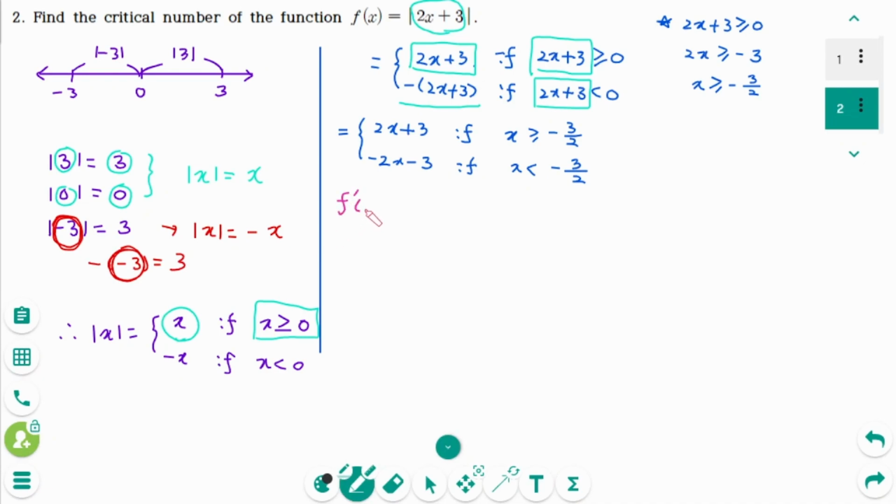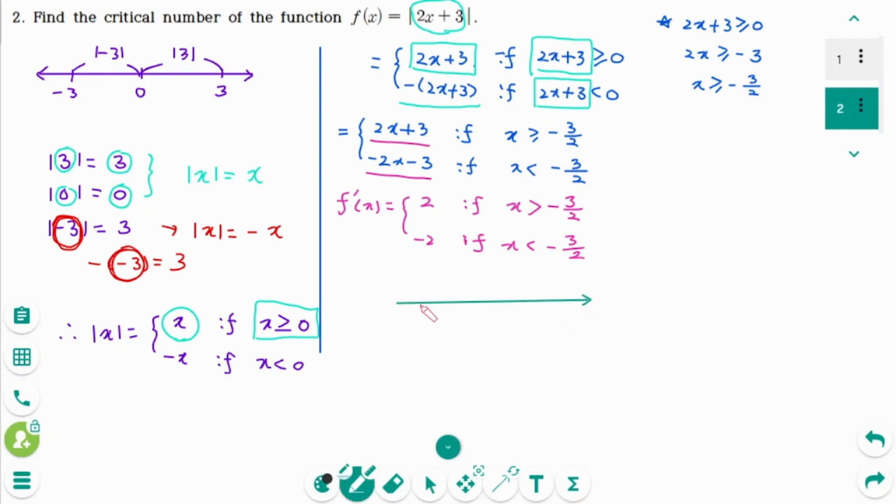f prime of x equals the derivative of 2x plus 3 is 2 if x is greater than minus 3 over 2. The derivative of minus 2x minus 3 is minus 2 if x is less than minus 3 over 2. The important point here is that both ends of the interval are not differentiable, so there is no equal sign.